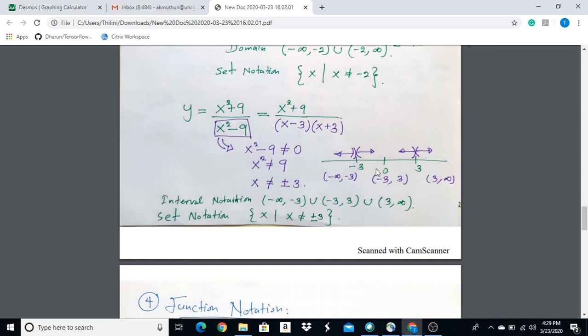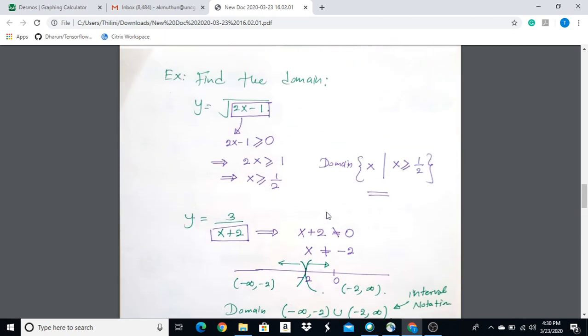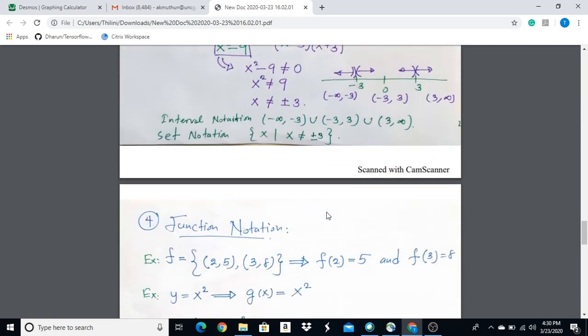So it is excluding these two points. This is the interval notation. And in set notation you can write it as x such that x is not equal to negative 3 or positive 3, like that. Alright, that's how we determine the domain of a function.